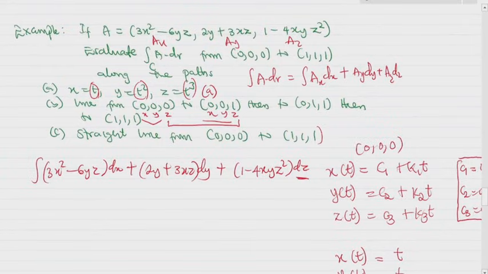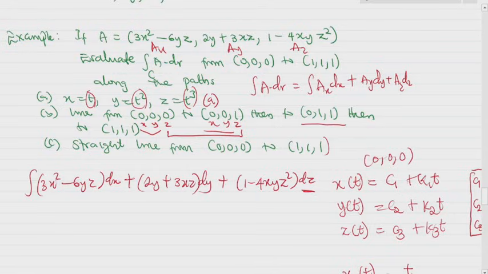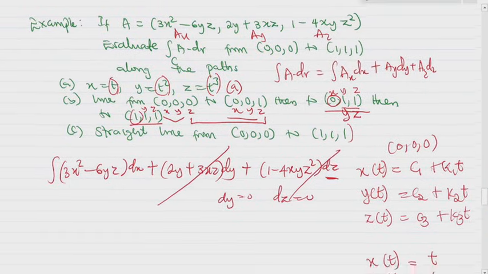Now for this second part, 0, 1, 1 to this, you can see that y and z also are constant. This is x, y, z, but 1, 1 for y and z, 1, 1 for y and z here too. It's only x that's changing from 0 to 1. So what does that mean? This part will go, this part will go, because change in y will be 0, change in z will also be 0. It's only dx that we're having.